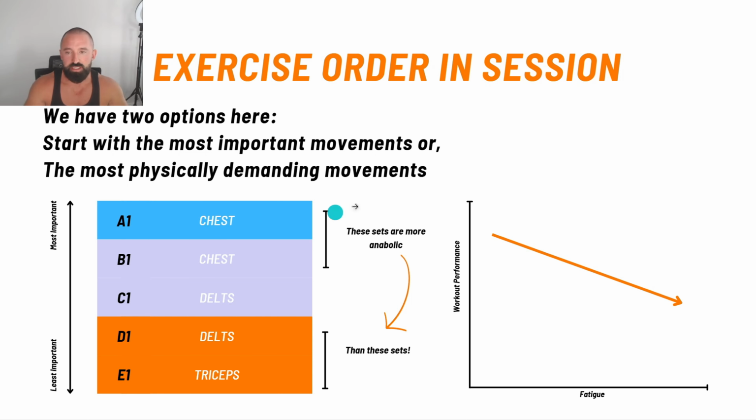Now, the other consideration you have for your exercise order is the most physically demanding movements, maybe the most complicated, the most loadable, the most heavy movements within that session, the ones that have high levels of risk that we don't want to do with fatigue. You maybe would consider doing them at the start of the session. So you've essentially got two options and two directions to take with your exercise order.